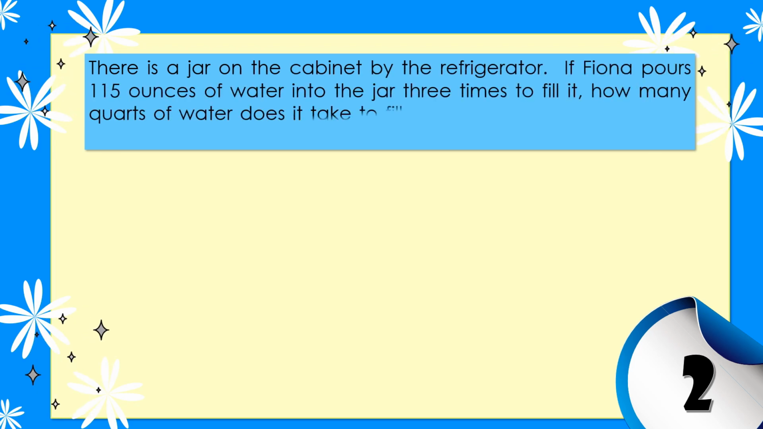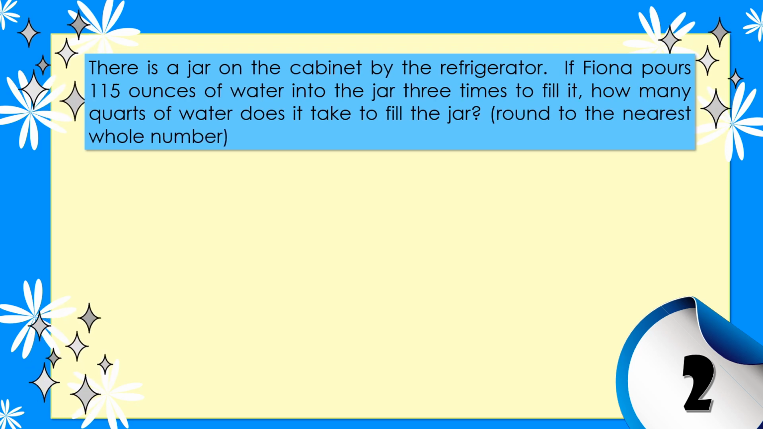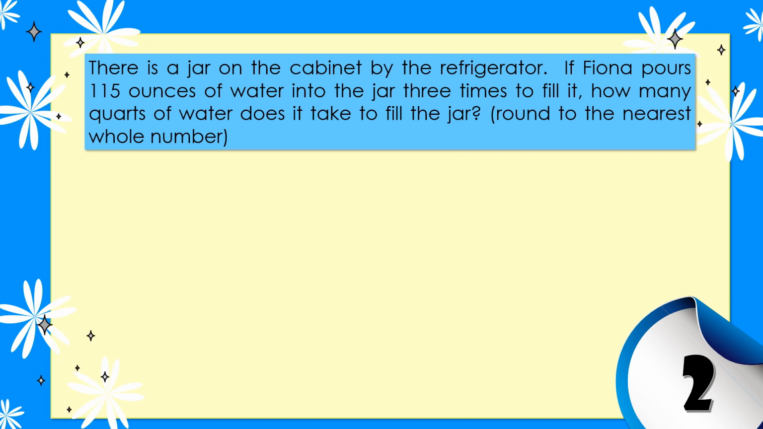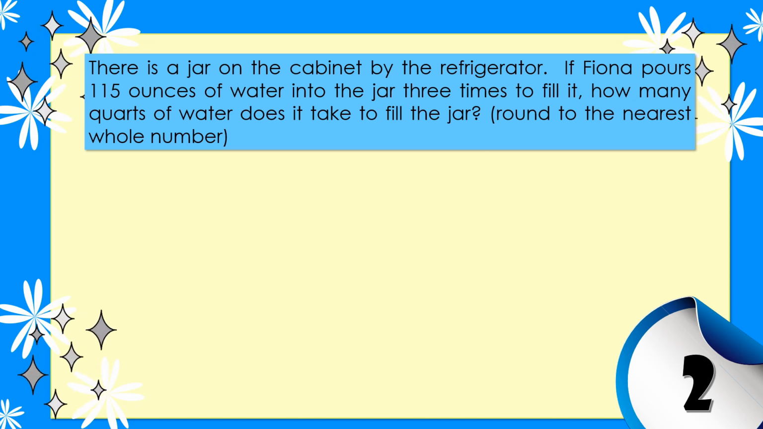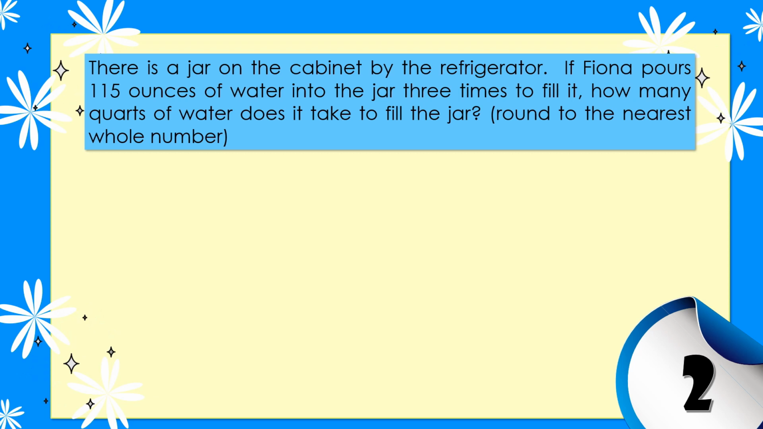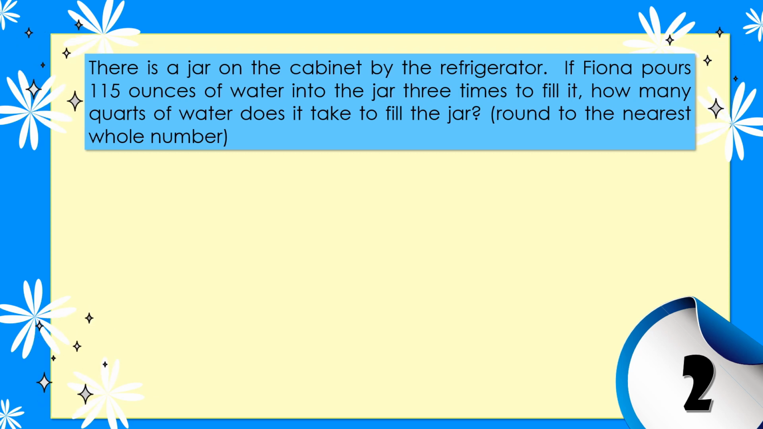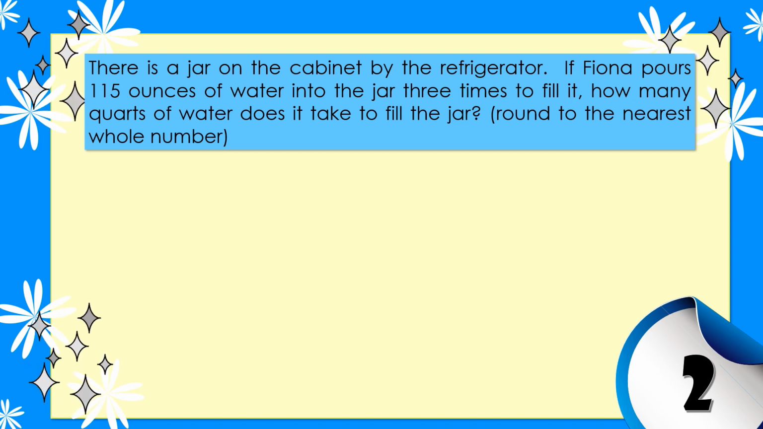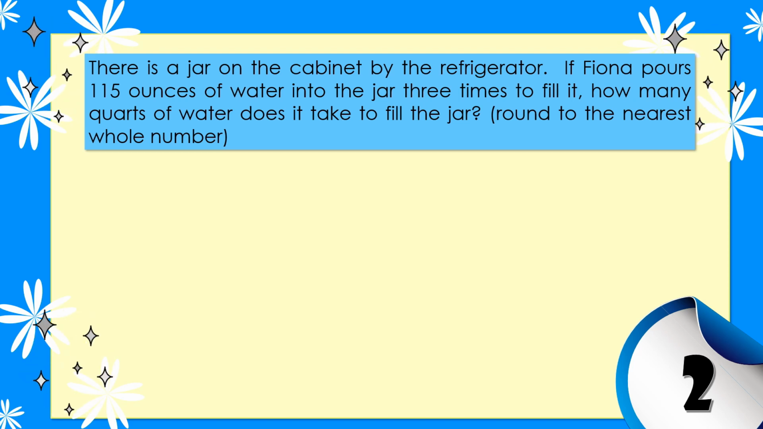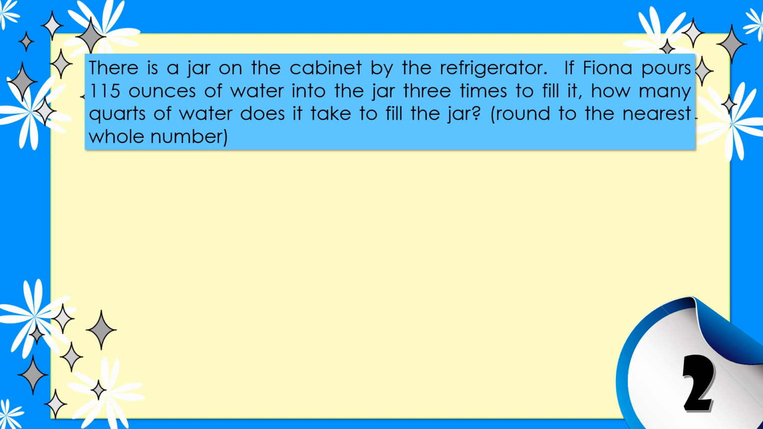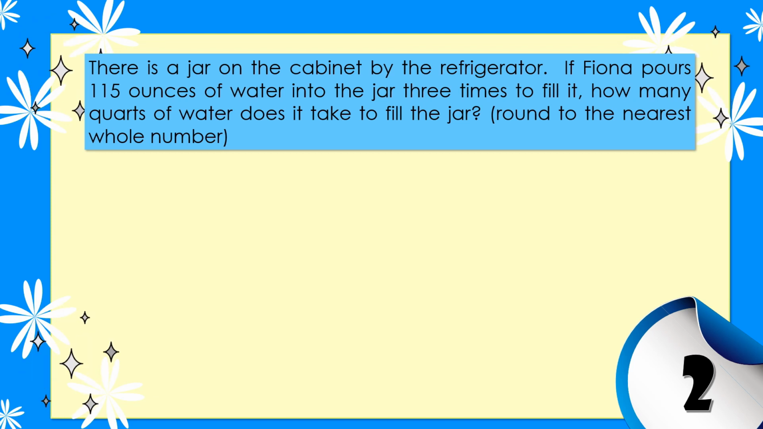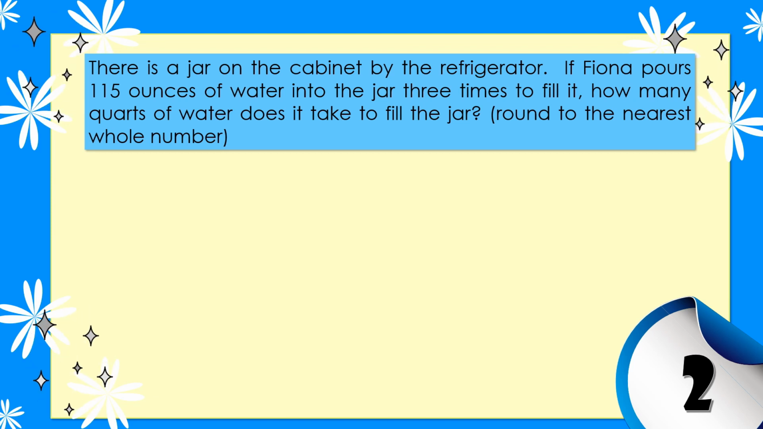Problem number 2. There is a jar on the cabinet by the refrigerator. If Fiona pours 115 ounces of water into the jar 3 times to fill it, how many quarts of water does it take to fill the jar? Round to the nearest whole number. So, naglagay siya ng tubig na ang measurement is 115 fluid ounces. No? 3 times daw niyang ginawa yun o nilagay yung ganong amount para mapuno yung jar.